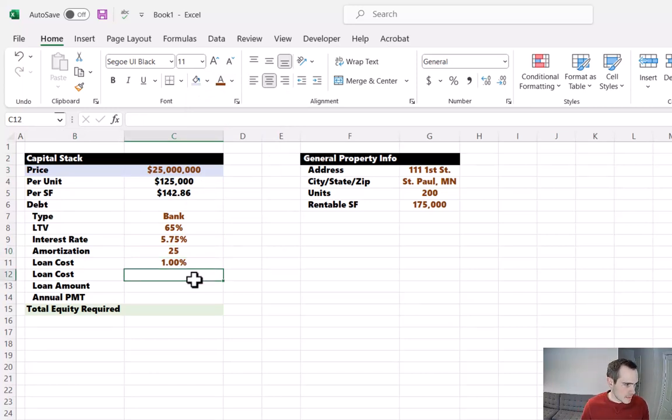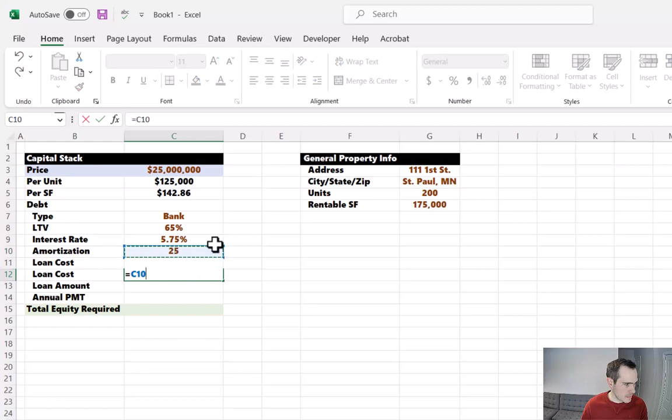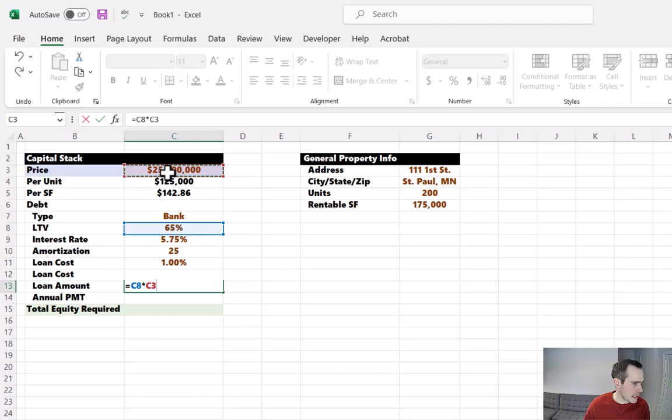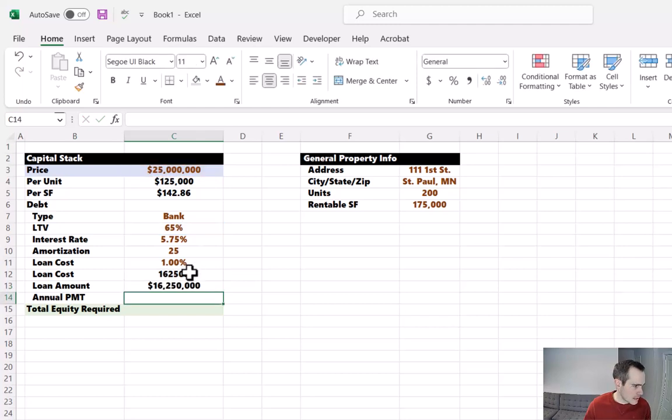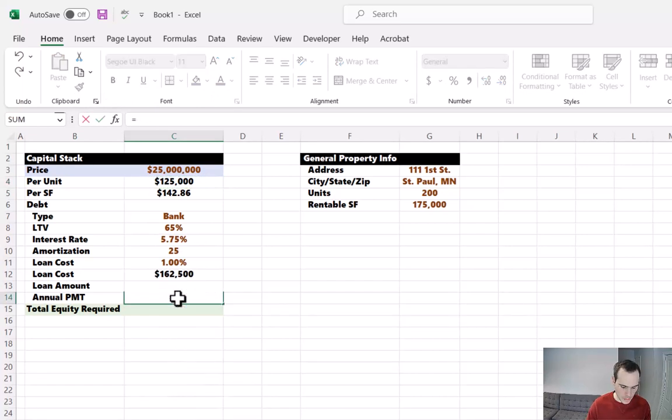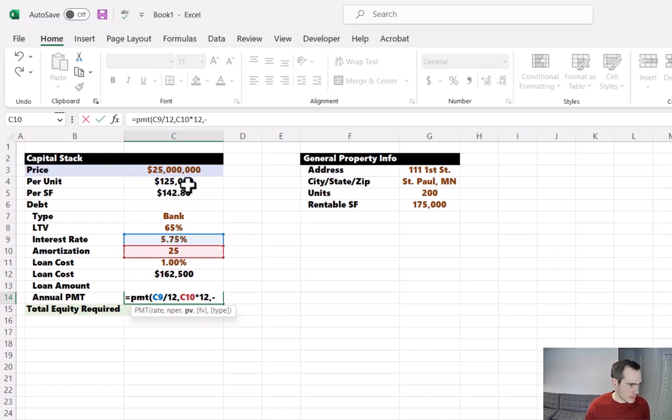So with the loan cost, we're going to just take 1% times the amount of the loan, which we don't have a loan amount yet. The loan amount is going to be the 65% LTV times the price. And now the loan cost populates, although I don't like the format, so I'm going to change that. And then the annual payment, we'll do a payment function. We'd be making monthly payments. We'll take the interest rate divided by 12, the amortization multiplied by 12, the current present value is C13, and then we'll leave the future value argument blank.